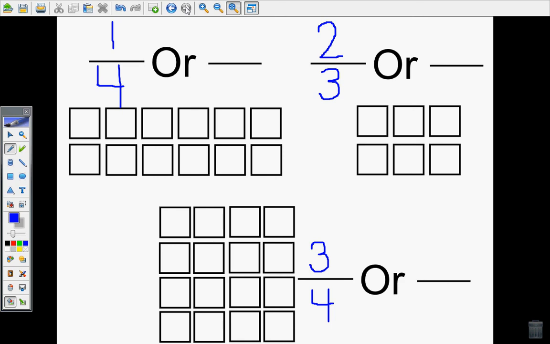I want you to try these last ones on your own. Go ahead and pause the video and copy down each one of the pictures. Then on this one, I want you to color in 1/4. On this one, I want you to color in 2/3. And then on this set down here, I want you to color in 3/4. After you think you have your answer, go ahead and push play again, and then you can check your work.